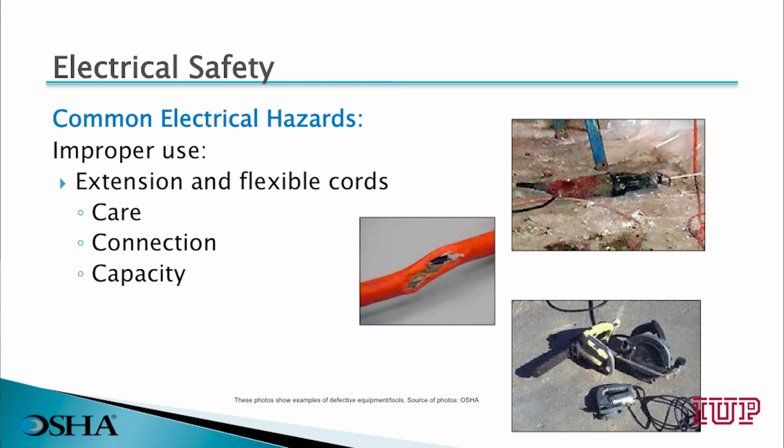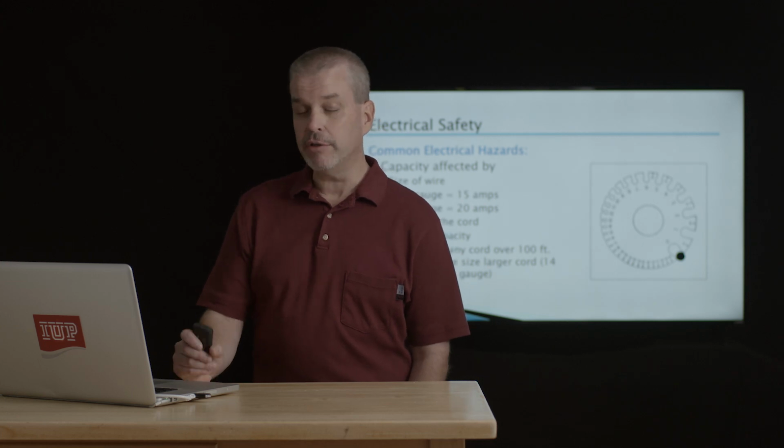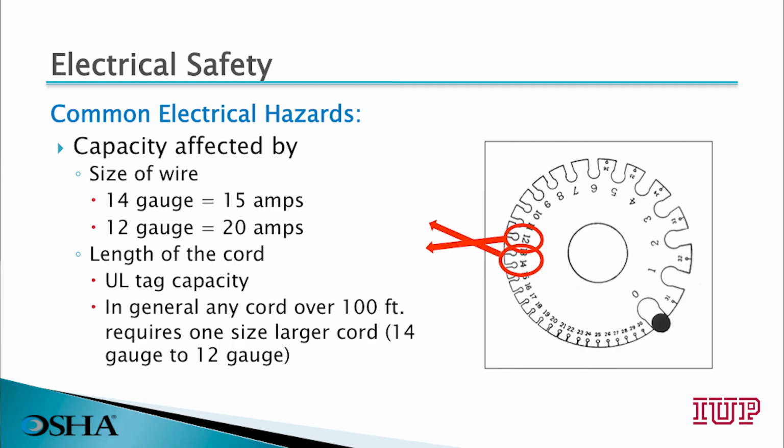Other common electrical hazards include improper use of extension, or as OSHA refers to them, flexible cords. We need to make sure that we protect them, that we use them properly, and they're properly rated for the capacity. Capacity is affected by the size of the wire, so it's important to know that a 14 gauge wire can carry 15 amps, whereas a 12 gauge wire can carry up to 20 amps. This all depends, of course, on the length of the cord. And generally speaking, any cord over 100 feet requires you to size down, going from a 14 gauge to a 12 gauge.